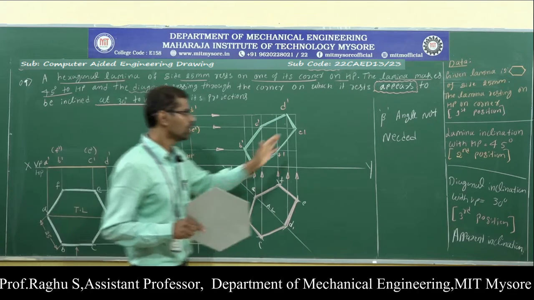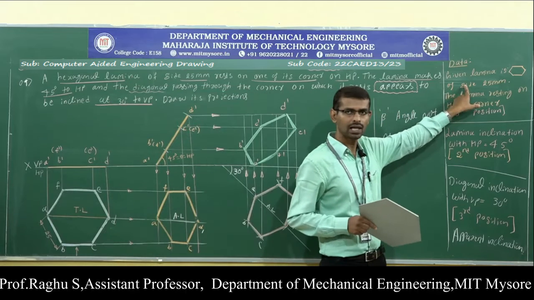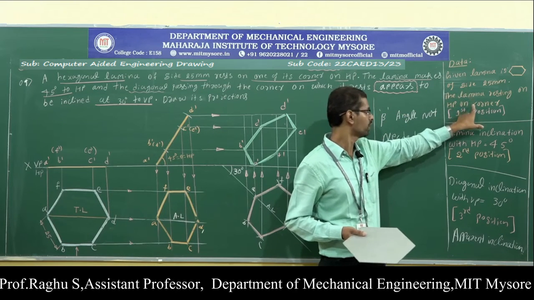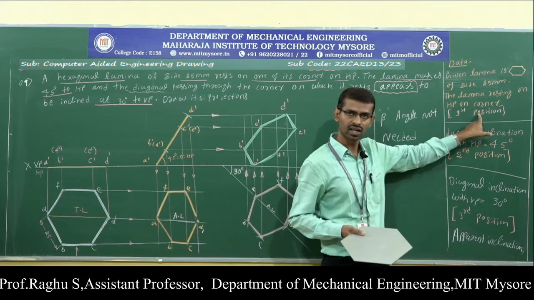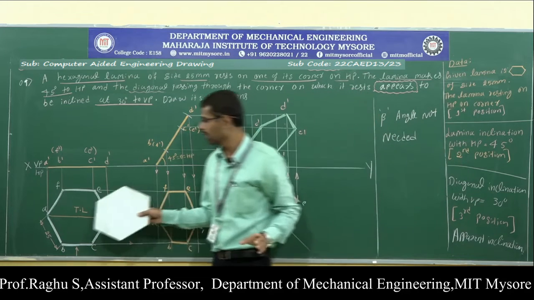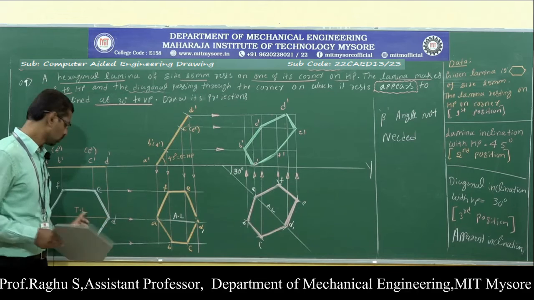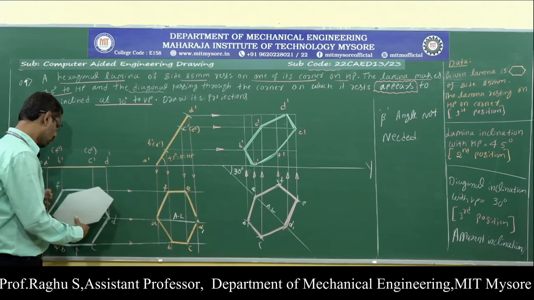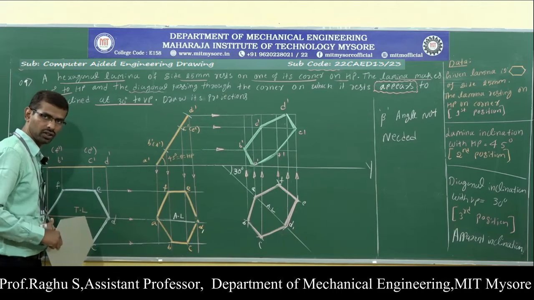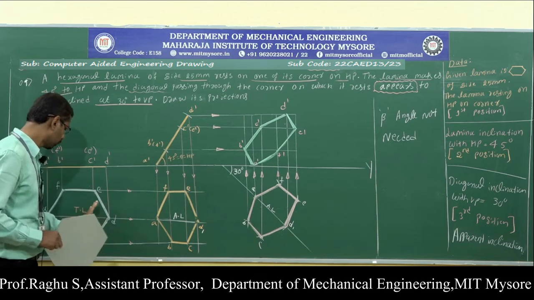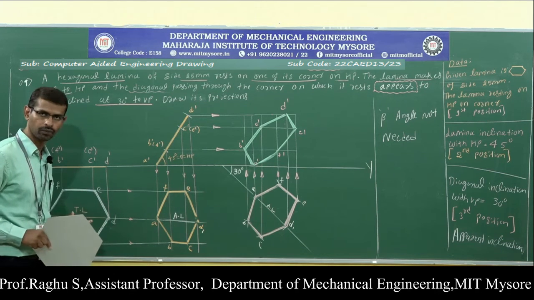Now, as usual, first note down the type of the lamina. The type of the lamina is a hexagon of side 25 mm, resting on HP on one of its corners. So this data is enough to draw the first position. Here I have already drawn the first position. So draw the hexagonal lamina by taking the corner condition, as we have already discussed in the previous problem. Now draw the first position, top view and front view.